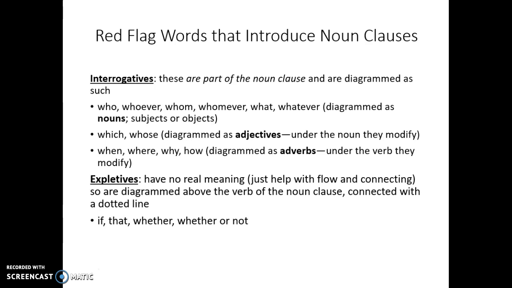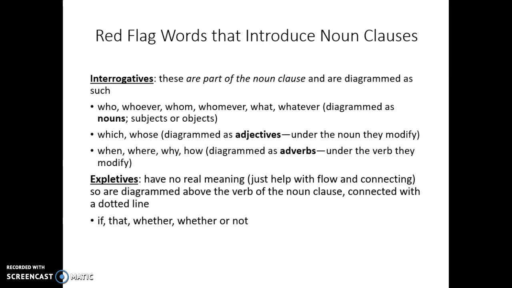So the first one, they can be diagrammed as nouns, adjectives, or adverbs. Remember that nouns sound and feel like nouns. They're functioning as nouns, even though they're question words. So who implies people. What implies objects, okay? So they're dealing with the idea of subjects or objects. They're indefinite, they're vague, but functionally in the sentence, they are serving as nouns.